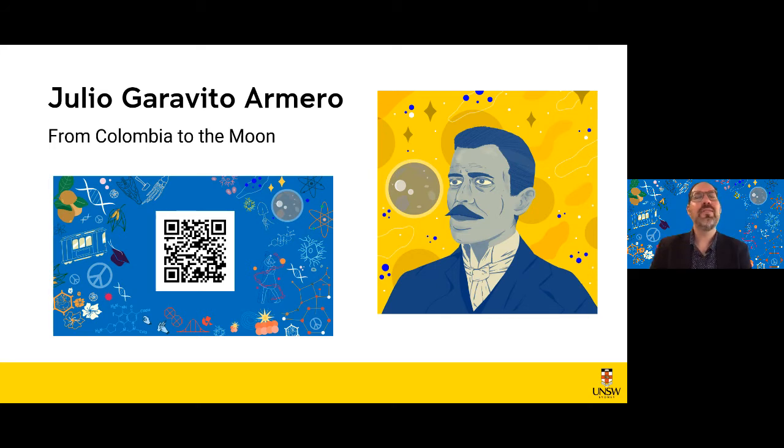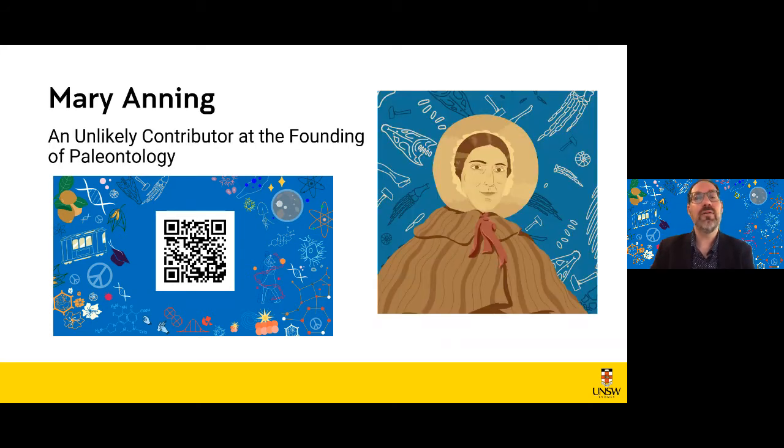Thanks, Juan. It's a really great story and great imagery, and thank you for sharing some of Julio Garavito Armero's story with us. So we're going to move to our final scientist in our showcase today, and that's Mary Anning. And first I'd like to introduce Josh McCluskey. Josh is a third-year PhD student in the School of Biotechnology and Biomolecular Sciences. So welcome, Josh. Can you tell us a little bit about Mary Anning?